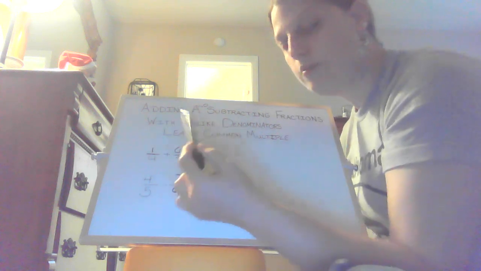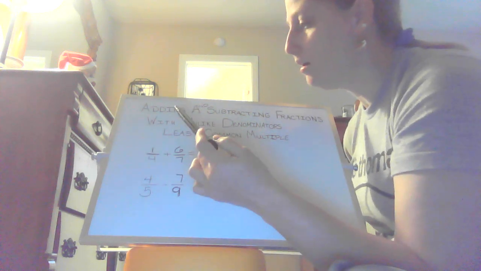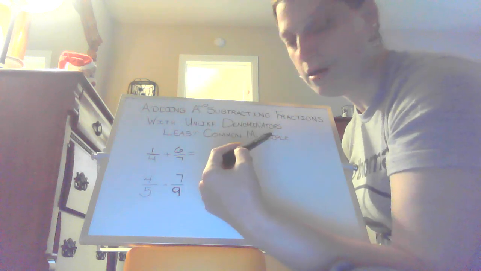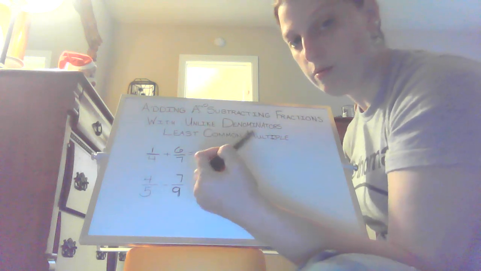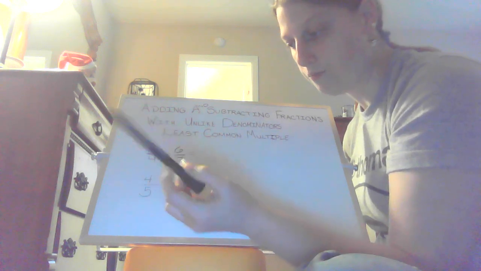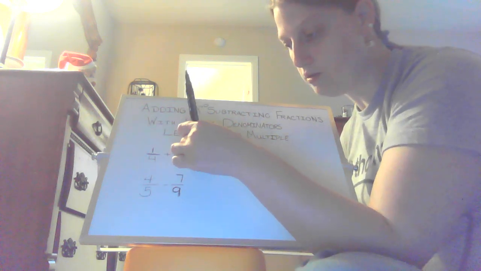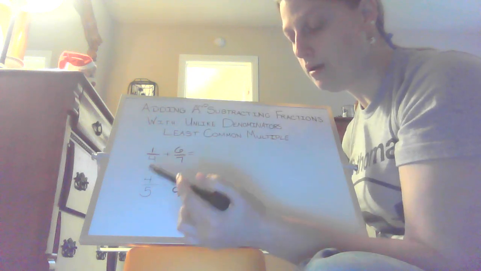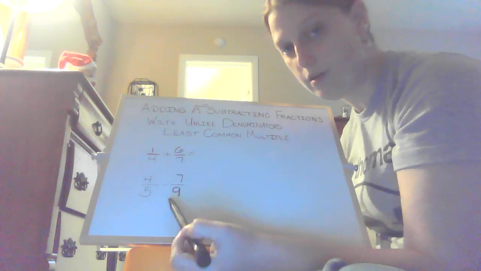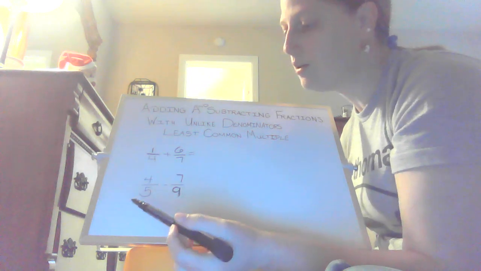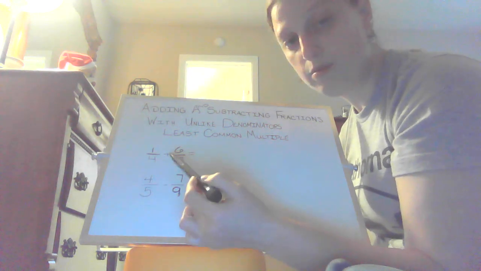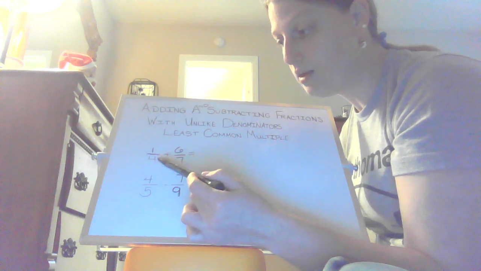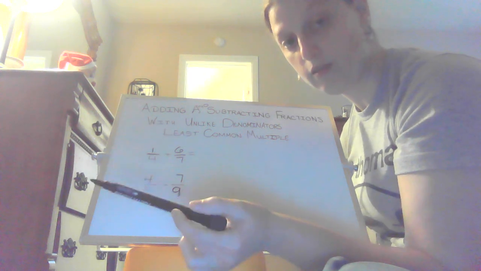Hello, today I'm going to be discussing adding and subtracting fractions with unlike denominators using the least common multiple method. Now, in order to do any addition or subtraction problem involving unlike denominators, we've got to find a common denominator. So let's do a little bit of multiplication to see what number 7 and 4 can go into evenly.